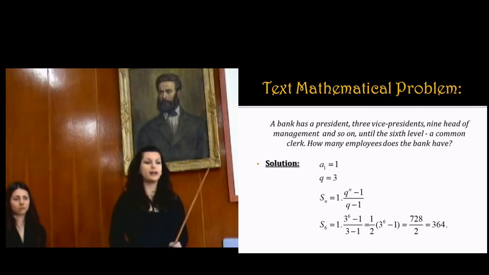Then the next slide is a text mathematical problem, which is: the bank has a president, 3 vice presidents, 9 head of management, and so on until the 6th level, where is a common clerk. How many employees does the bank have? We have A1, which is 1, and Q, which is 3. After calculating the formula, the result is 364.